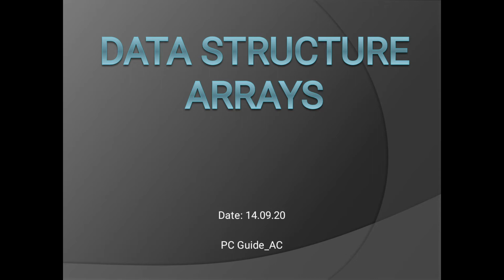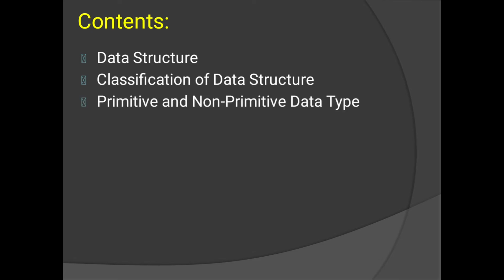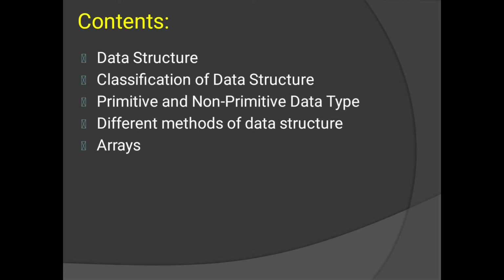And in data structure, we have the first chapter, arrays. So let's see what we have. First we will learn about data structure. What is the definition of data structure? Then the various classifications of data structure, primitive and non-primitive data types, different methods of data structure, arrays, and a program that is related to arrays. So we shall see all these topics one by one in this video tutorial.